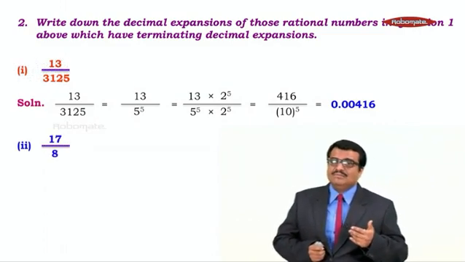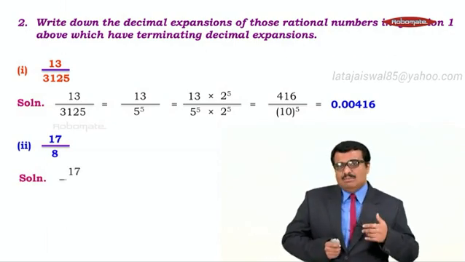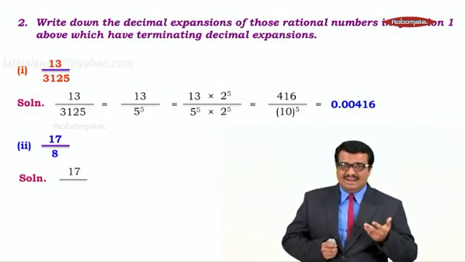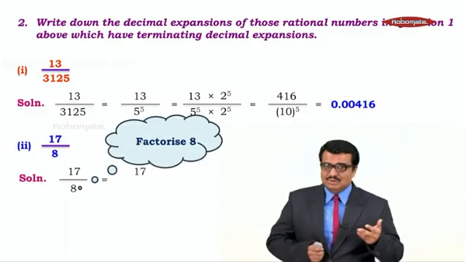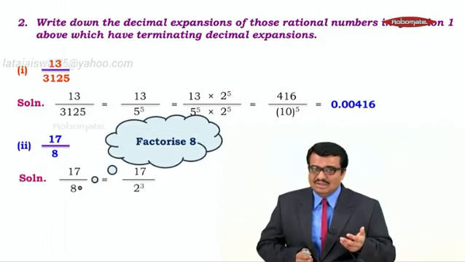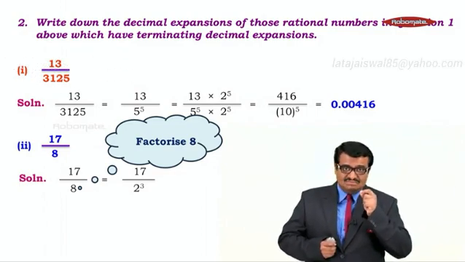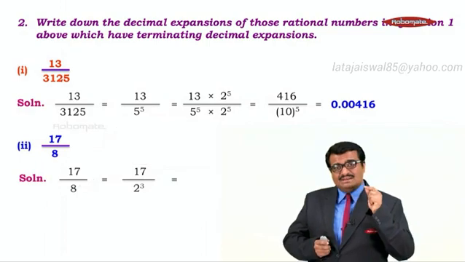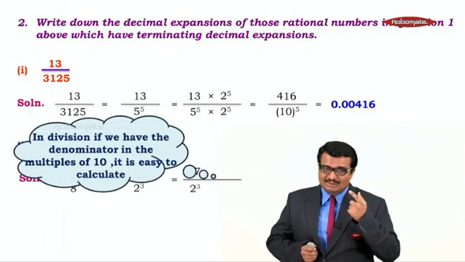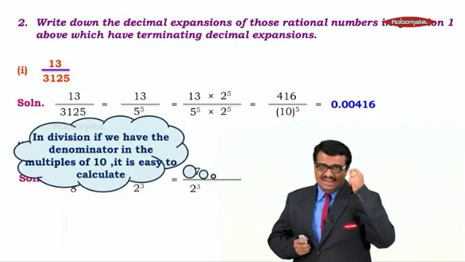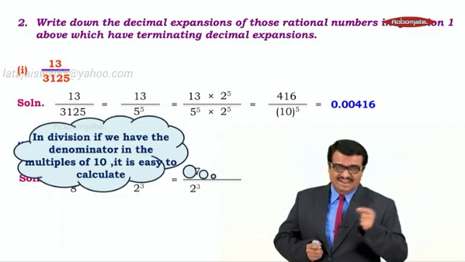17 upon 8. If you factorize 8, it will be nothing but 2 into 2 into 2. So 17 upon 2 cube. Okay, now we have to divide it. If in division we have the denominator in multiples of 10, it is easy to calculate.